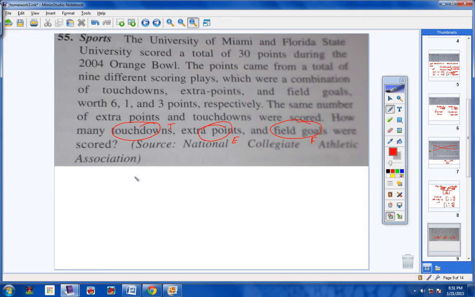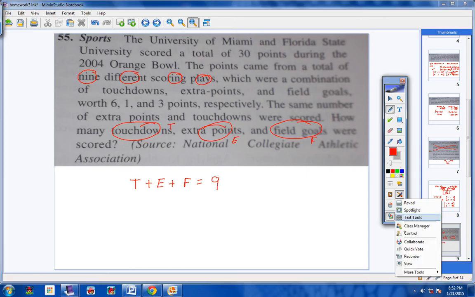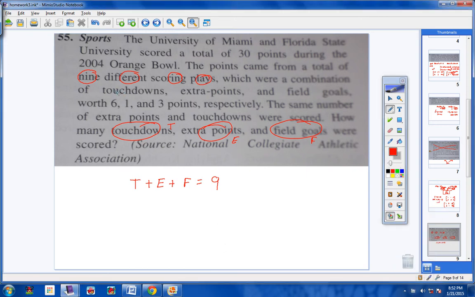So let's think this through for a second, guys. I don't know how many total touchdowns there were. Yet, I don't know how many extra points there were, and I do not know how many field goals there were, okay? But I know this. If I add them all up, I should get 9. Where'd you get 9, Mr. Earhart? Because right here, the points came from a total of 9 different scoring plays. So hopefully you understand. I don't know if it's 6, 3, and 3 or whatever. I don't know. That wouldn't be 9, would it? That was funny. But I'm not sure what I'm going to have. I know it's going to add up to 9.